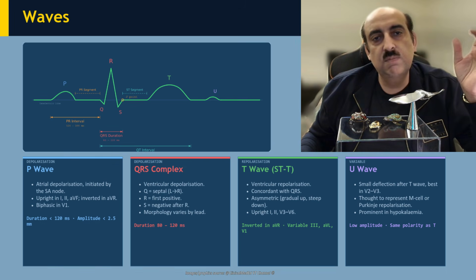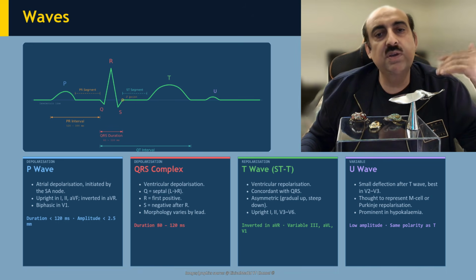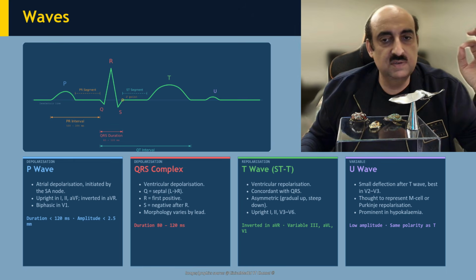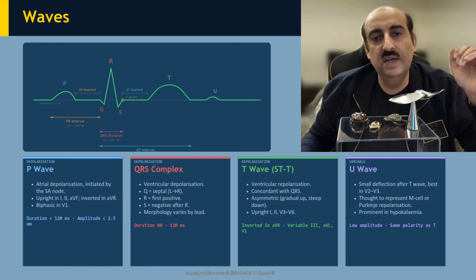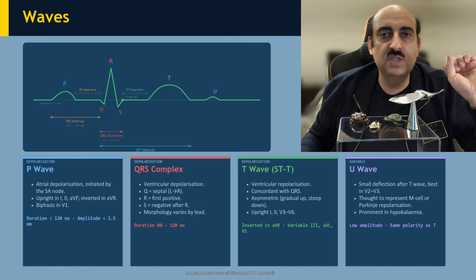Coming to the QRS complex, it represents ventricular depolarization. The Q wave, if present, is the first downward deflection, the first upward deflection is R, and the second negative deflection after R is an S wave. Morphology depends upon the leads, and again the normal is up to 3 small squares or 120 milliseconds.